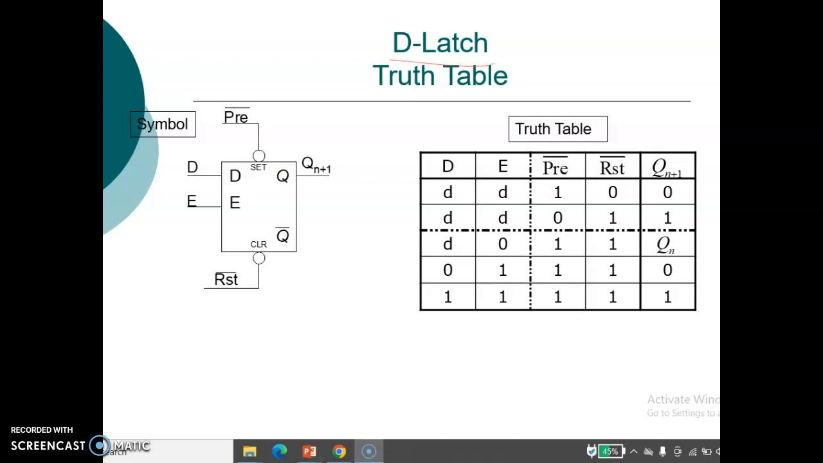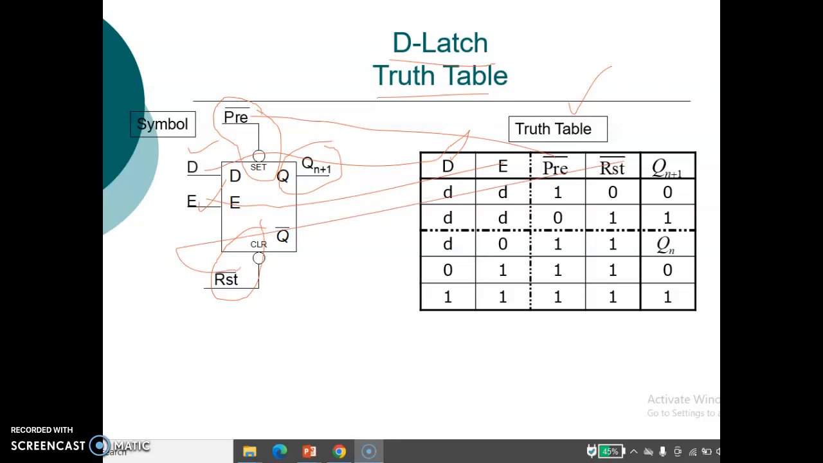D latch truth table. Symbol: D, E, clear, reset, Qn plus 1, preset. In the table, D direct, enable from here, preset from here, reset from here, Qn plus 1 from here.